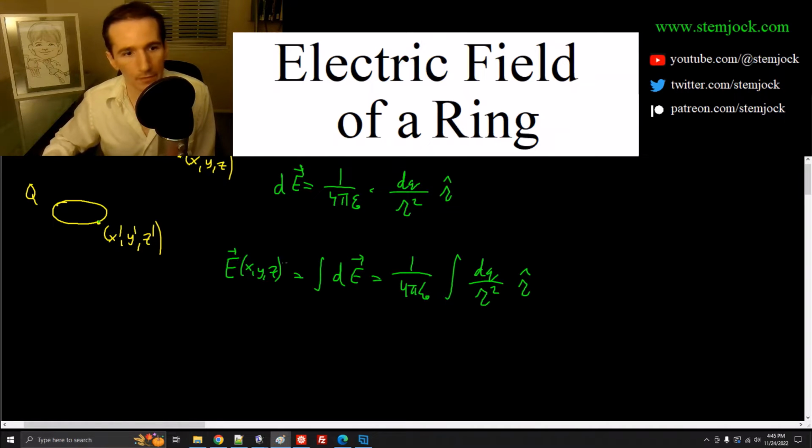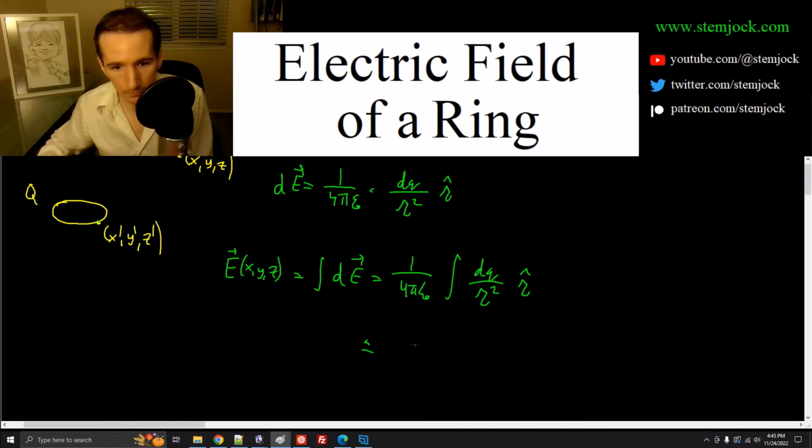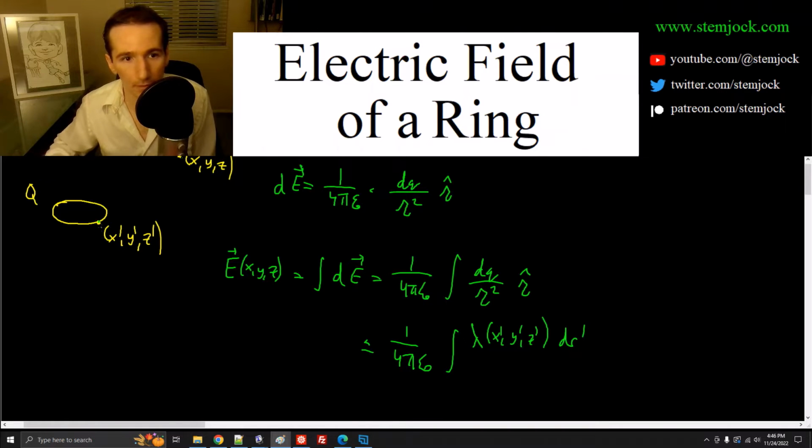Okay, so now, because the ring is a one-dimensional object, I'm going to replace dq with a linear charge density lambda at x prime, y prime, z prime times ds prime. ds prime is the differential of arc length over r squared. Now, r hat, the unit vector, is the vector r over its magnitude r.